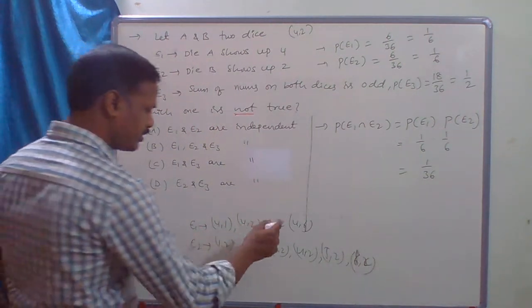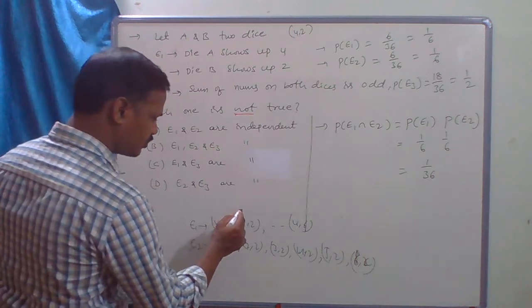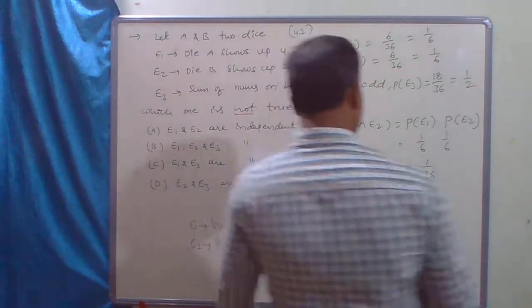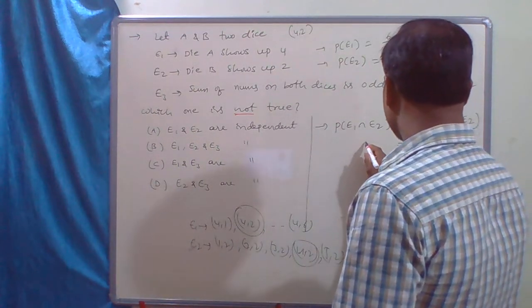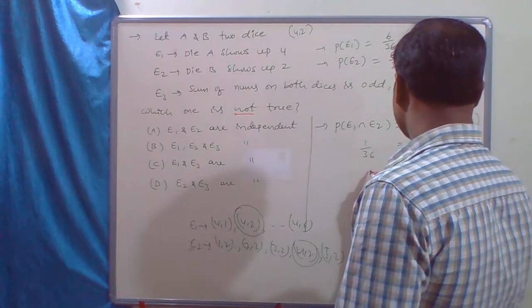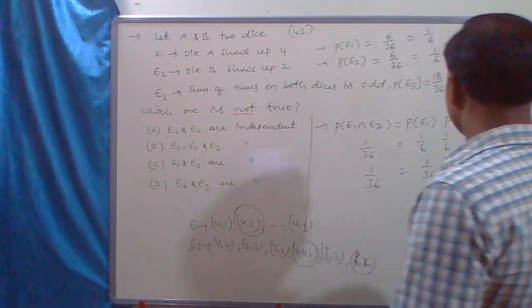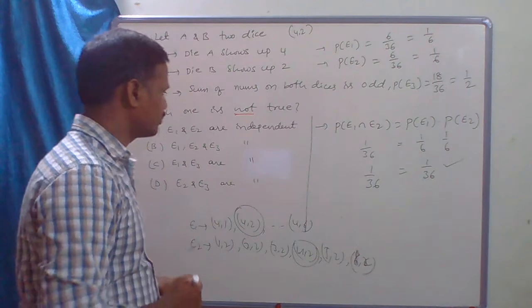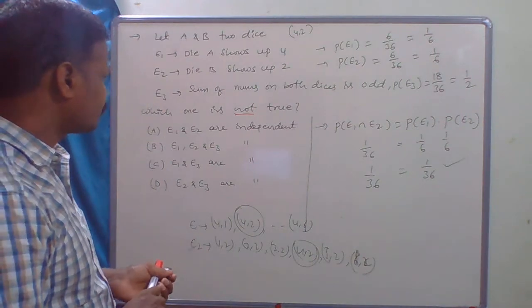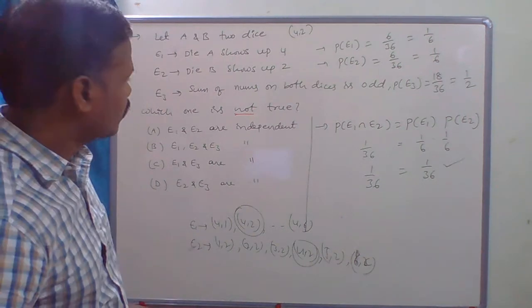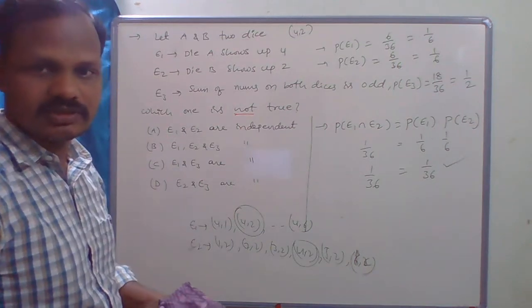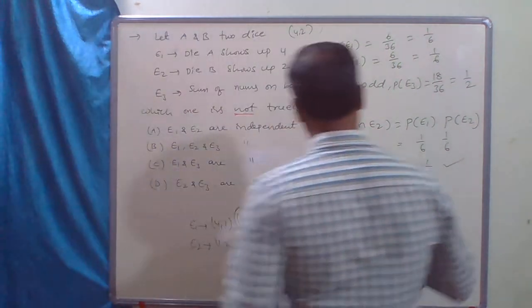So what is common to both of these? 4 2 is the common. So only one common is there. So that means this is only 1 by 36. So 1 by 36, so it is clear. So E1 and E2 are independent events. Yes. Now, but what do we want? We want the statement which is not true. The statement which is not true. Okay? Fine.